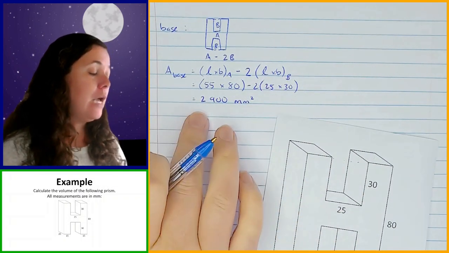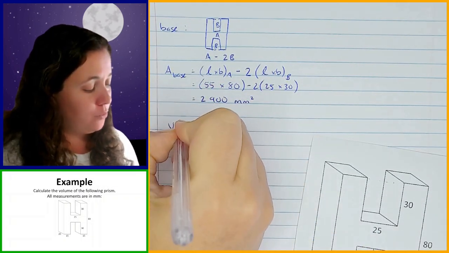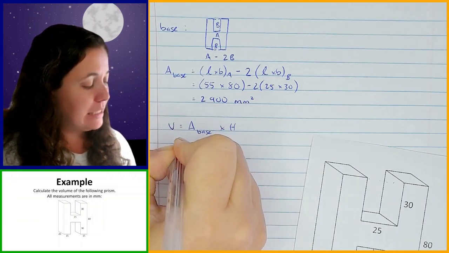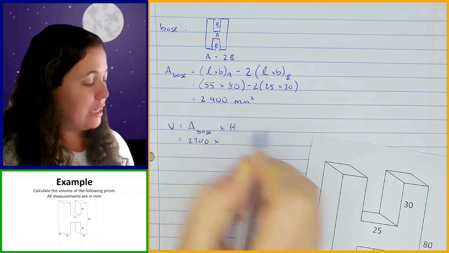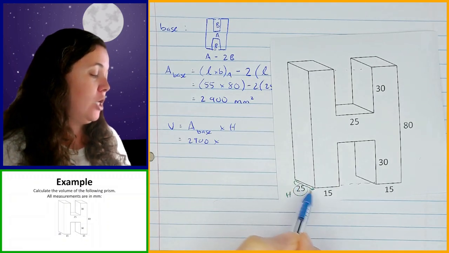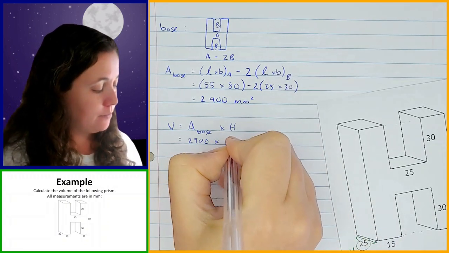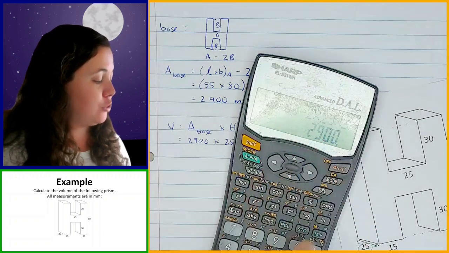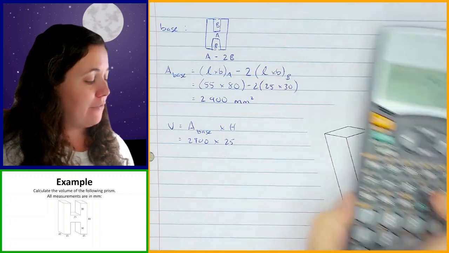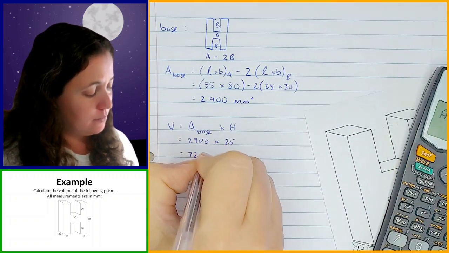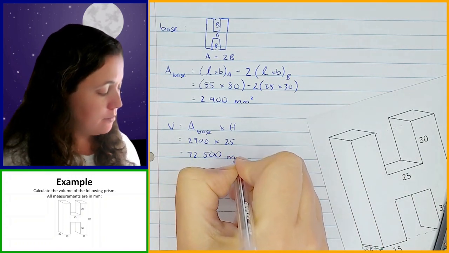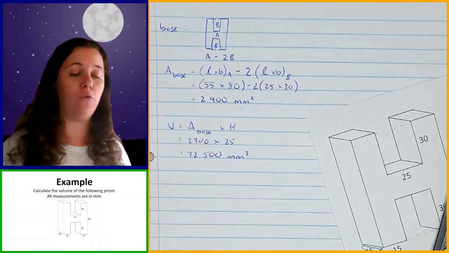Then, to work out the volume, I'm going to say volume is the area of the base times the height. So that's going to be 2,900 times the height, which is the distance between the two H's. That's this over here, which is 25. So 2,900 times 25 is 72,500, and that is millimeters cubed. So that's the one way of working it out.